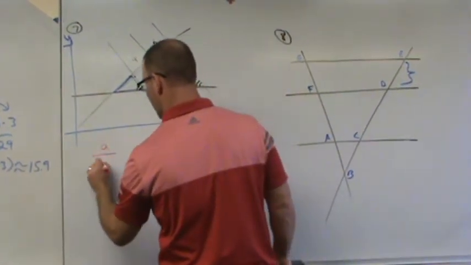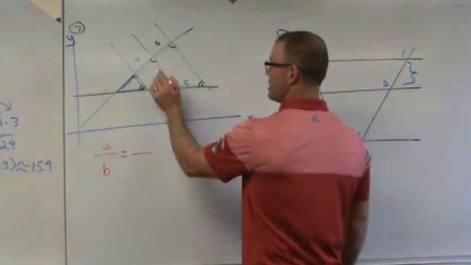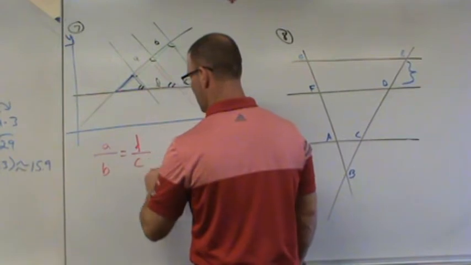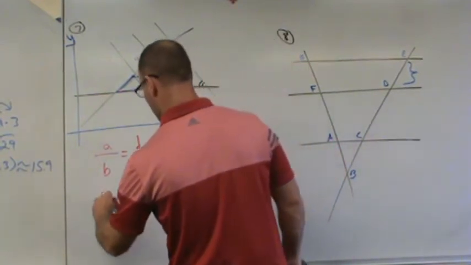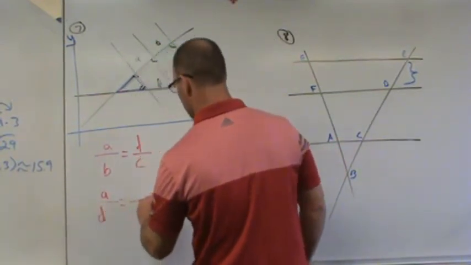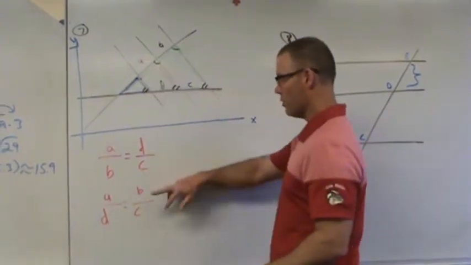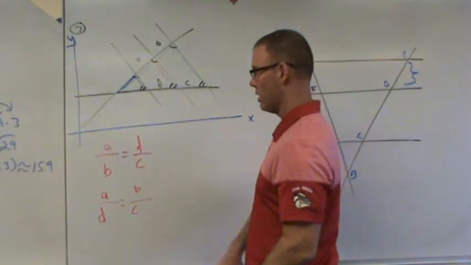So I can say A over B, that's how I made that proportion. A over B is to D over C, or A over D is equal to B over C. Either way, I do this, I'm consistent in what I'm doing.